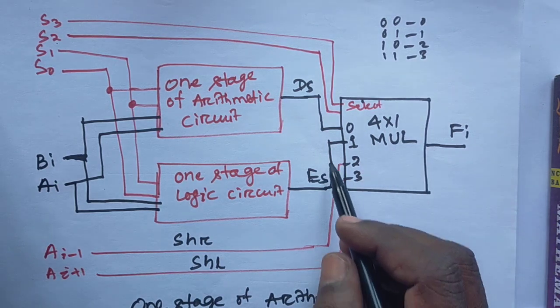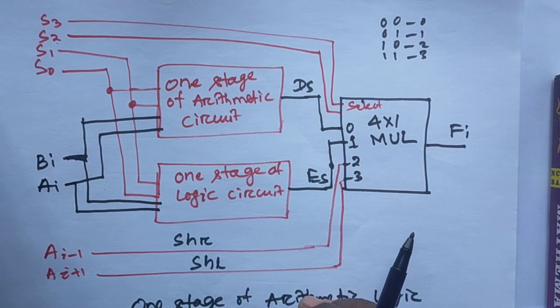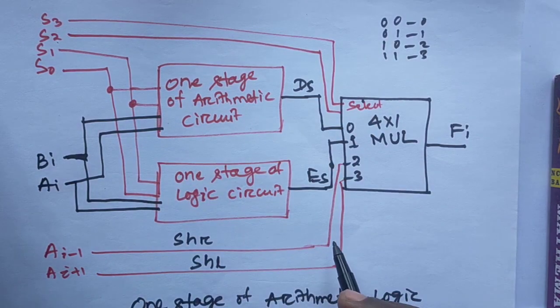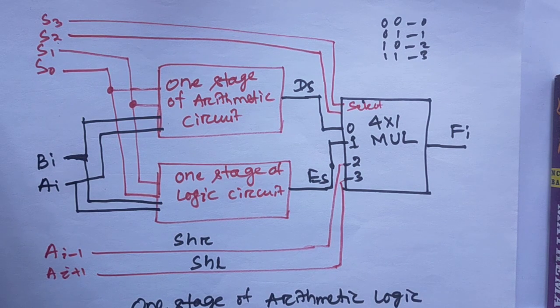So it is designed in this way, a very simple way we can design, and one output we can get. According to the operation, that means according to the selection variable, one output we can get. So in this way, three components will be considered to make one stage of arithmetic, logic and shift operation. Okay. So now we see how it will operate.